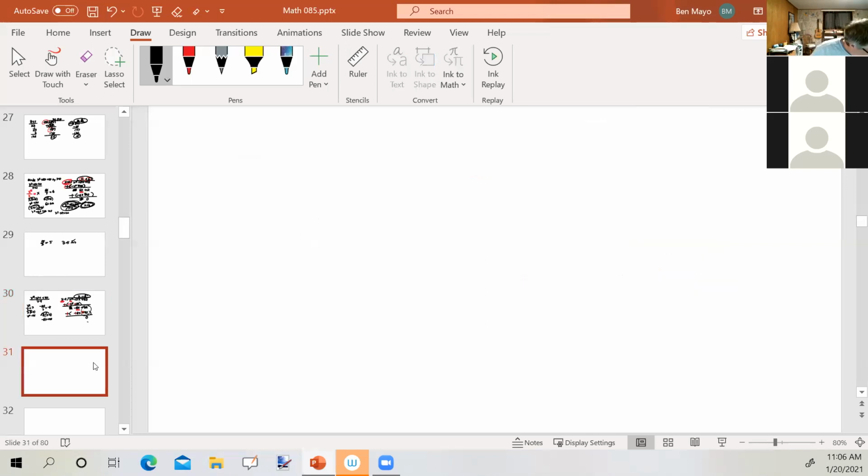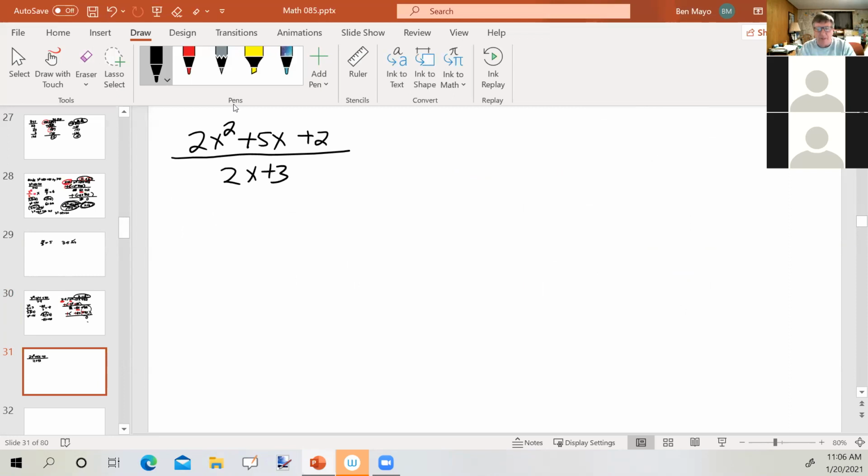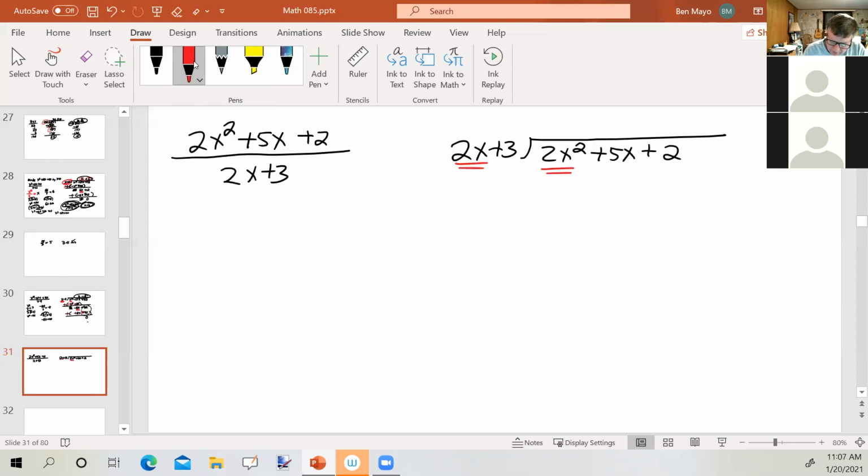So here we go. Let's say we've got 2x squared plus 5x plus 2 all over 2x plus 3. So again, a polynomial divided by a polynomial. 2x plus 3 is going to go on the outside. 2x squared plus 5x plus 2 is going to go on the inside. All right. We're going to take the leading term inside divided by the leading term outside. So we've got 2x squared divided by 2x, which again reduces down to just x. So we'll put x up here in the x column.